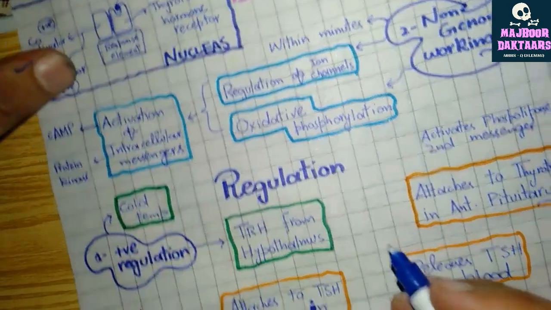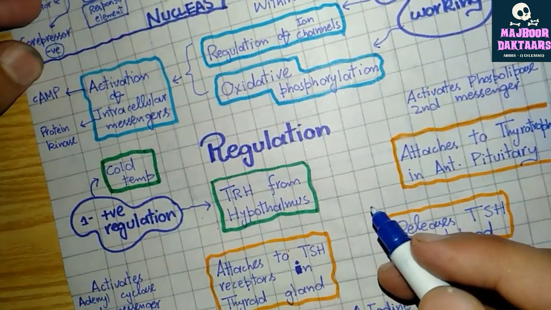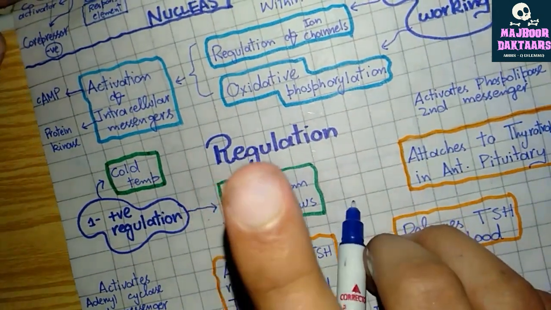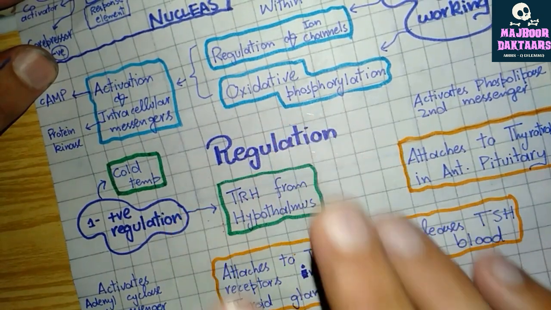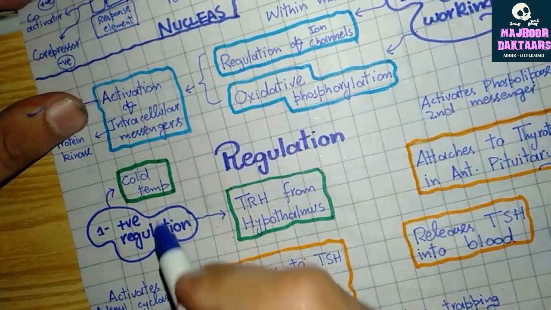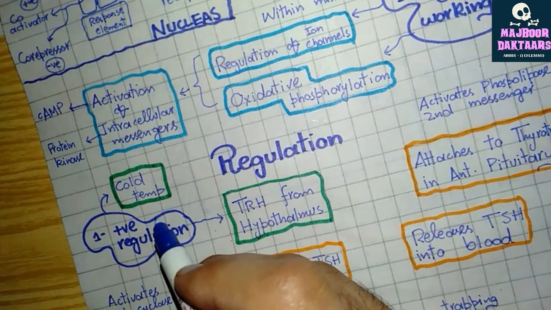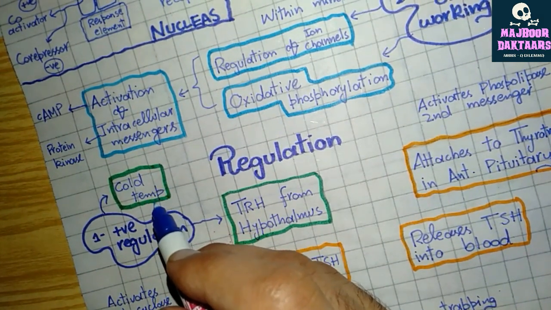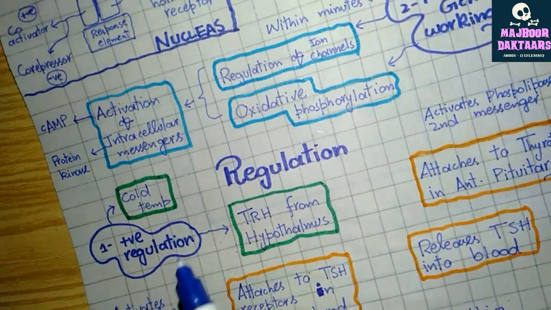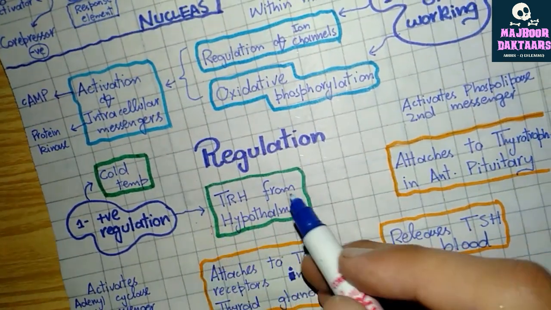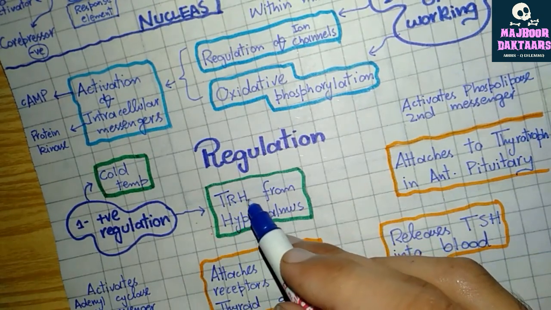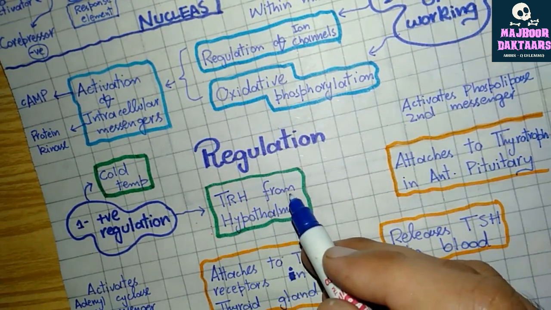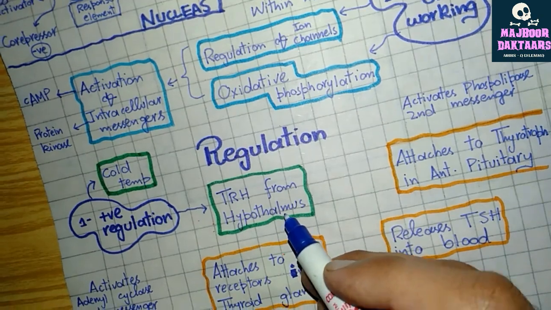Now, moving toward the regulation of the thyroid hormone. Regulations are of two types: the upregulation, which is the positive regulation, and the downregulation, which is the negative regulation. Cool temperature increases the synthesis of thyroid hormone, while another upregulation occurs from the thyrotropin releasing hormone, which is released from the hypothalamus.